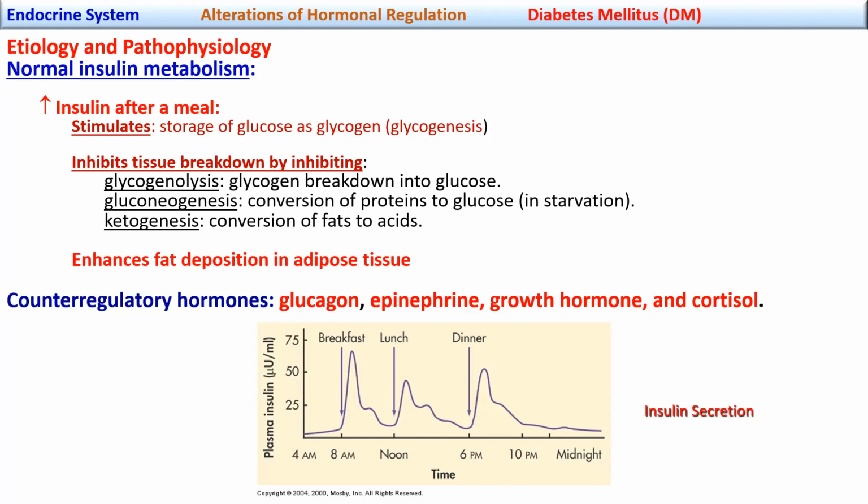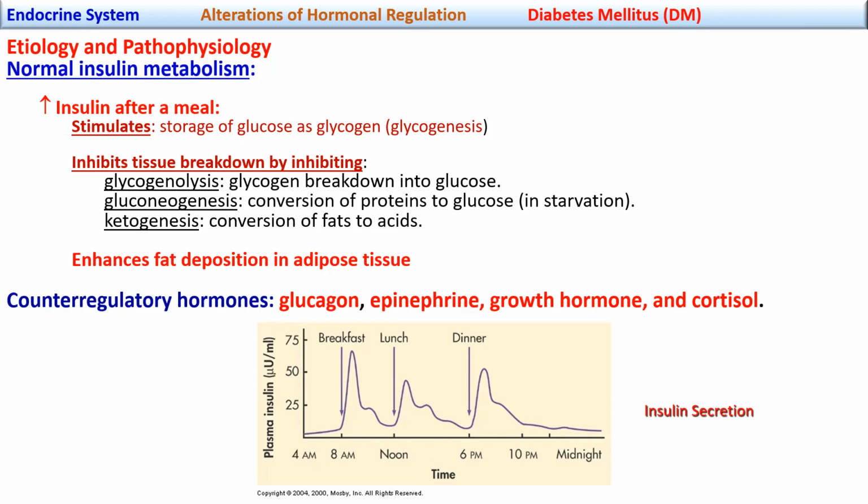Now, the hormones that regulate insulin work opposite to the insulin function. They're called counter-regulatory hormones, like glucagon, epinephrine, growth hormone, and cortisol. Glucagon will result in increased glucose. Epinephrine will increase glucose. Growth hormone and cortisol, all of these hormones are going to lead to hyperglycemia.